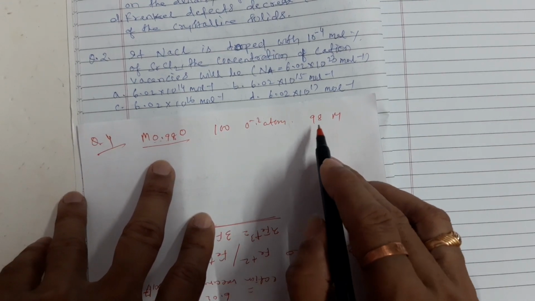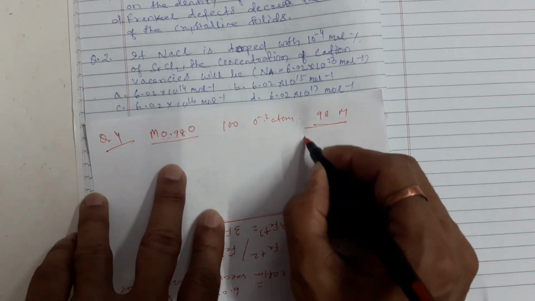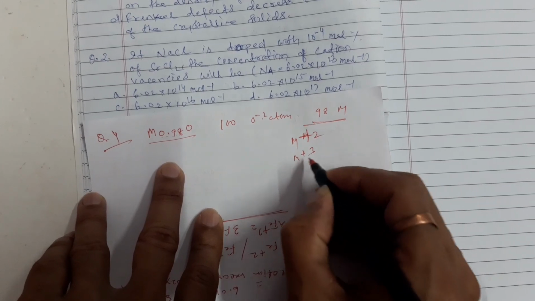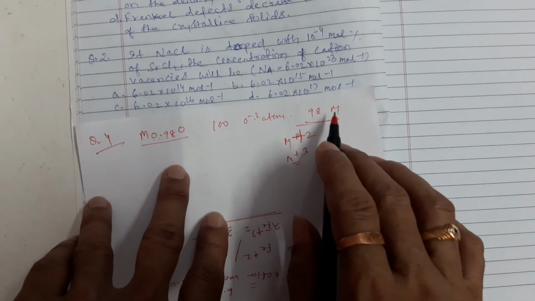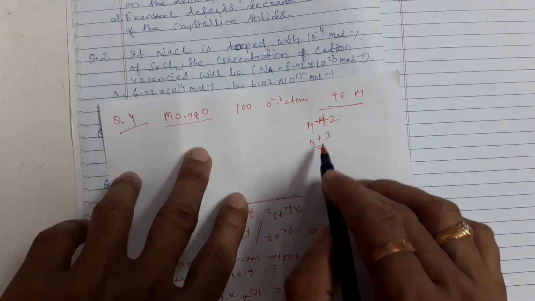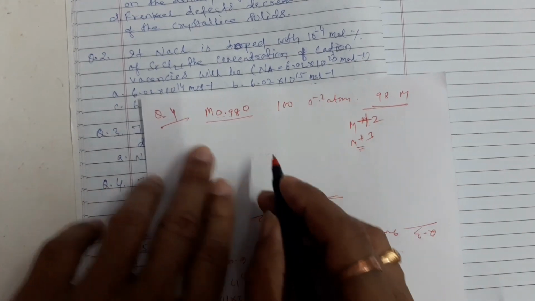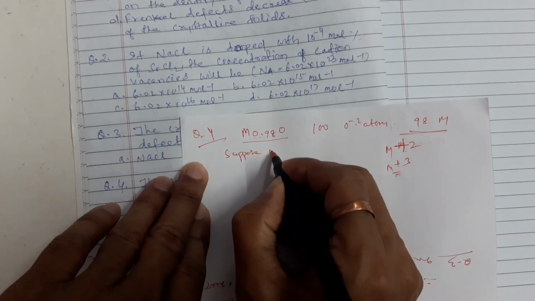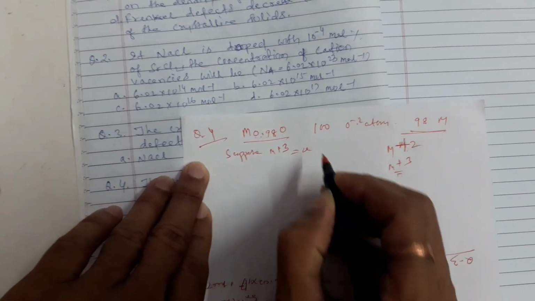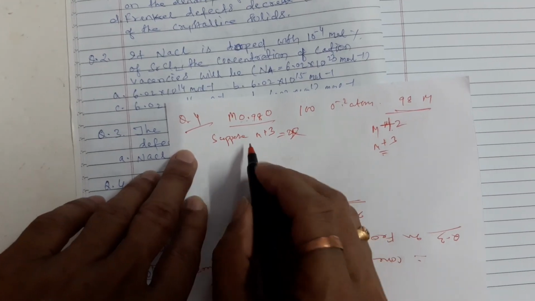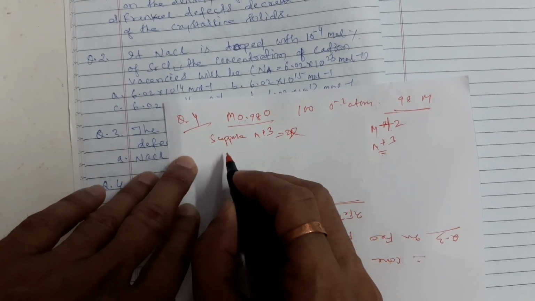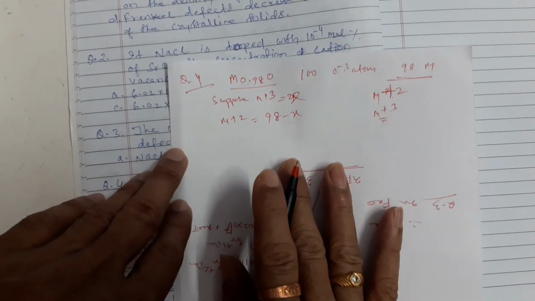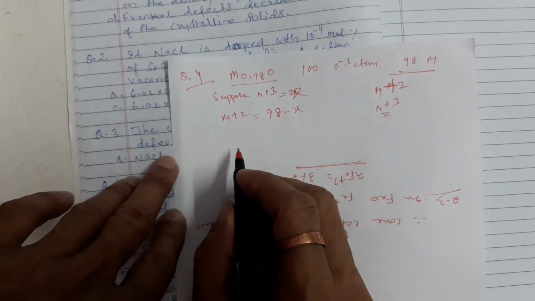So out of the 98, some are M+2 and some are M+3. Out of the 98, some are +2 and some are +3. Suppose M+3 is equal to X. Then M+2 is how much? 98 minus X.